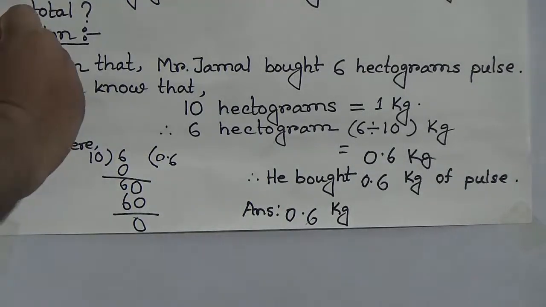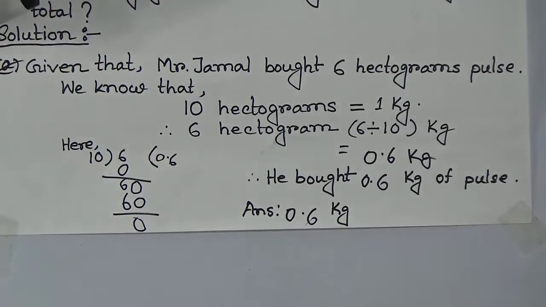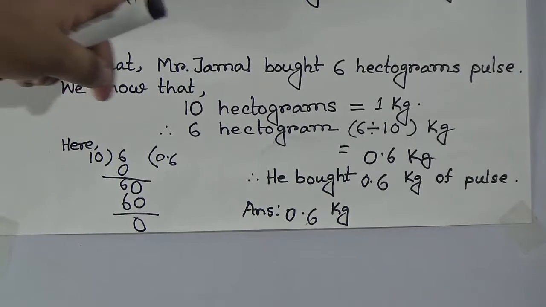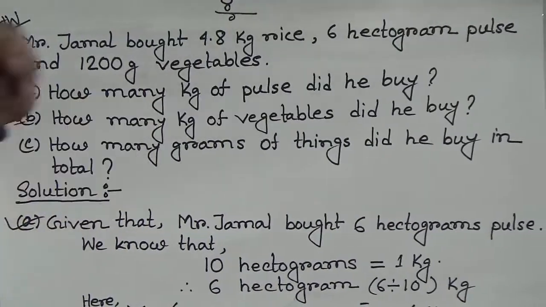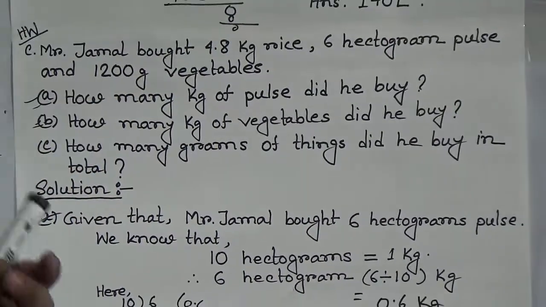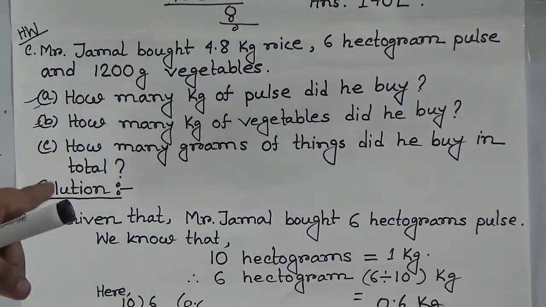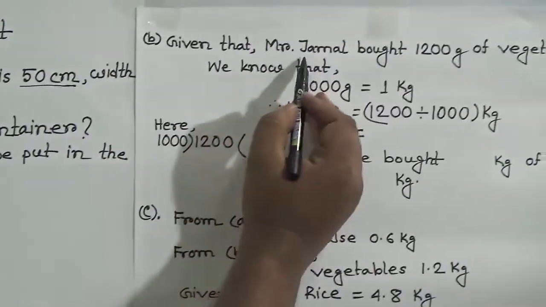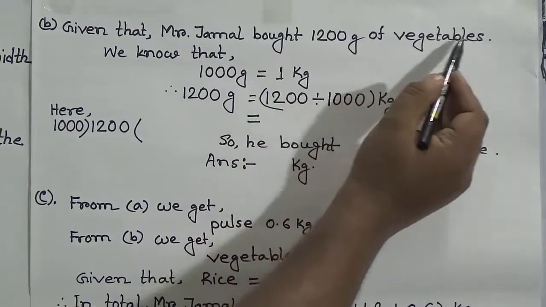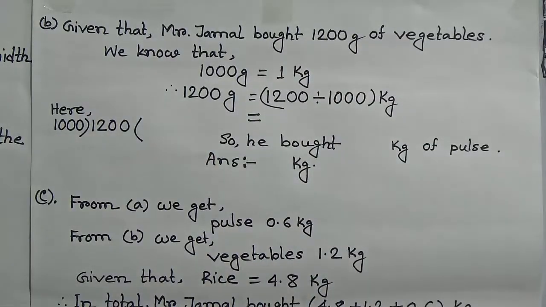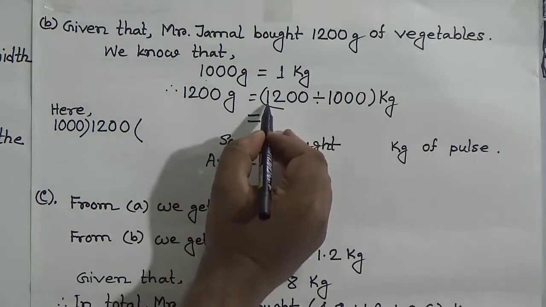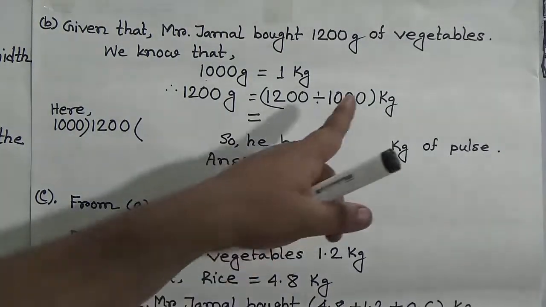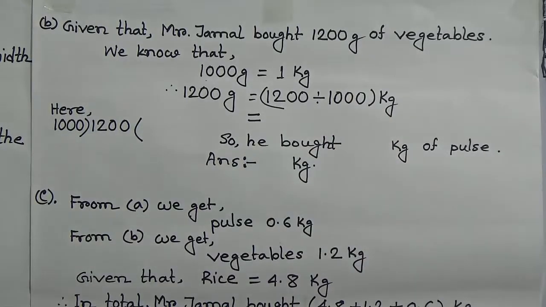Okay, our question number A is done. Next we shall solve our question number B. How many kg of vegetables did he buy? Here the vegetables is in gram. We want to convert this gram into kg, and then we get the answer. So first of all we write, given that Mr. Jamal bought 1200 gram of vegetables. Now we know that 1000 gram equal to 1 kg. Then 1200 gram equal to how many kg? We divide this 1200 divided by 1000, and we get the amount of kg.